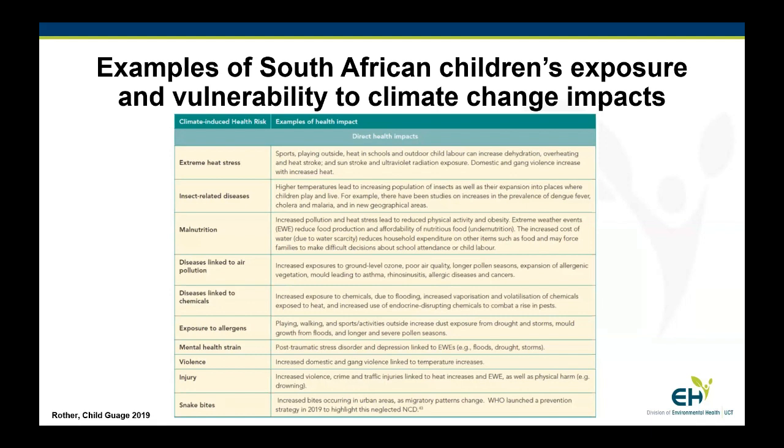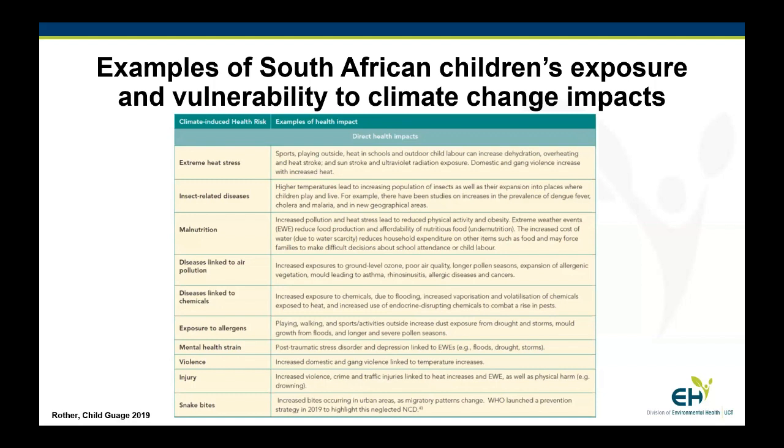And then air pollution and increased exposure. I've mentioned now the chemicals, exposures to allergens, and the mental stress. So the post-traumatic stress disorders linked to extreme weather events, as well as the disruption, as I've mentioned, of the educational system and also the infrastructure.